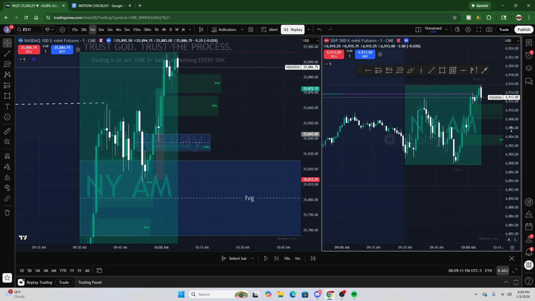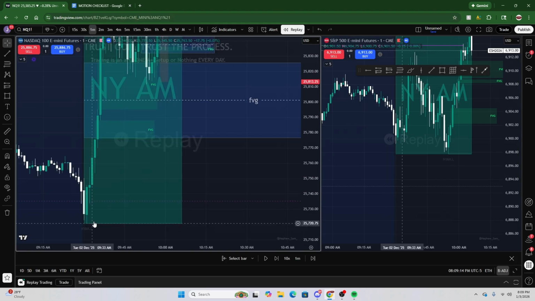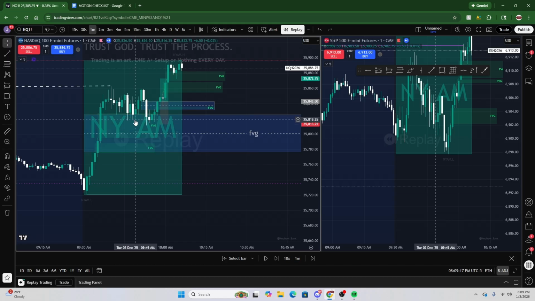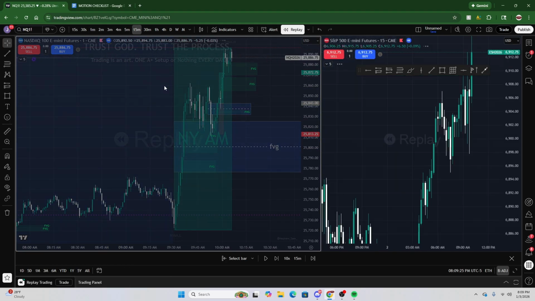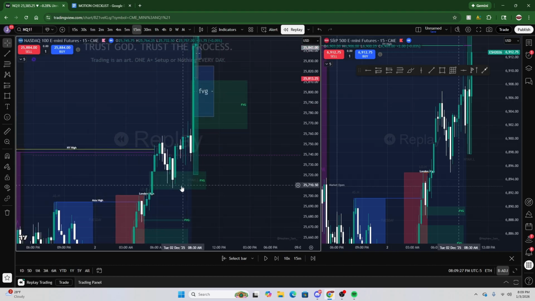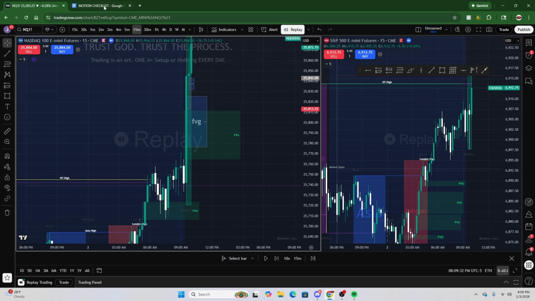I'm assuming there's an external SMT here as well. There definitely, or an internal, I mean, there is with 930, which is beautiful. On this move down, there isn't, I don't think, but we do have it with like these lows. So this would be internal SMT. Let's see if we made another, I don't think we made an external SMT on this move down, to be honest. So this would be like an A setup.